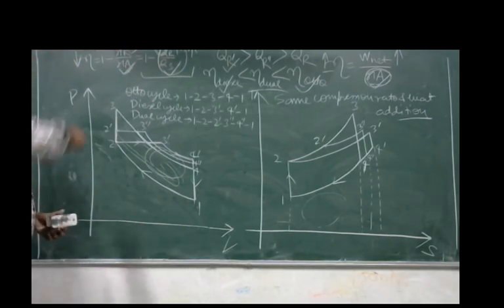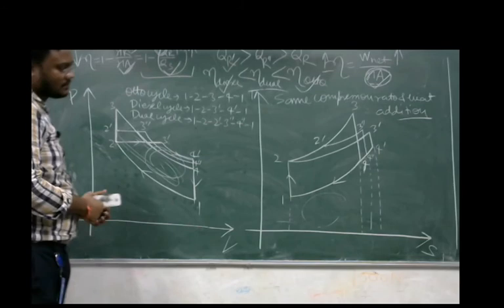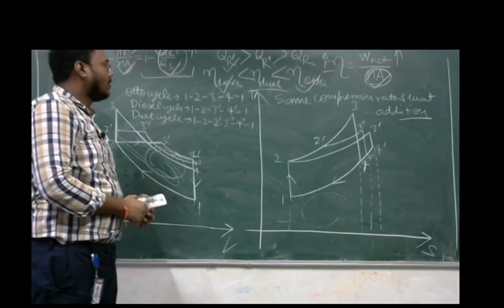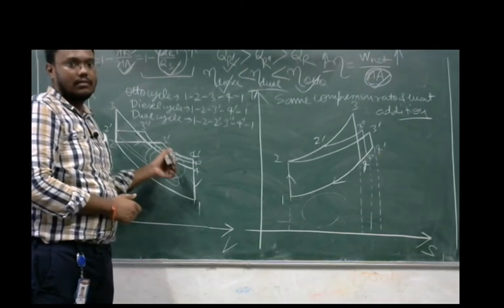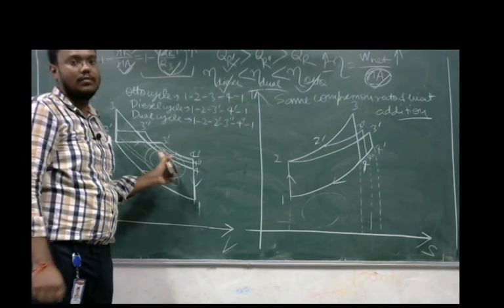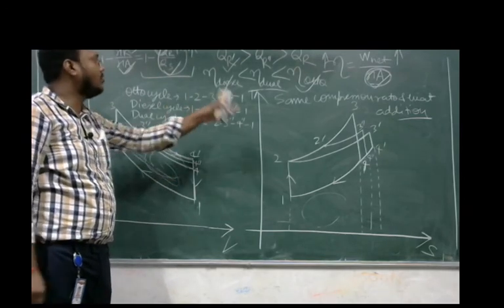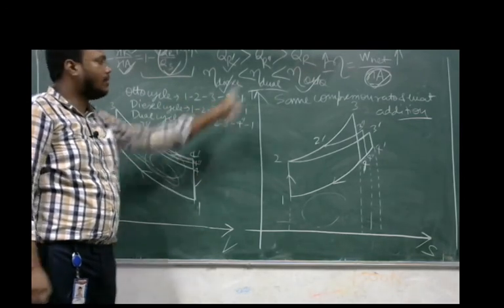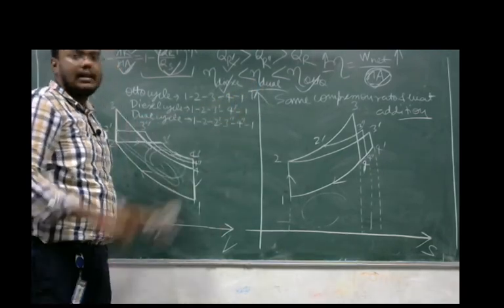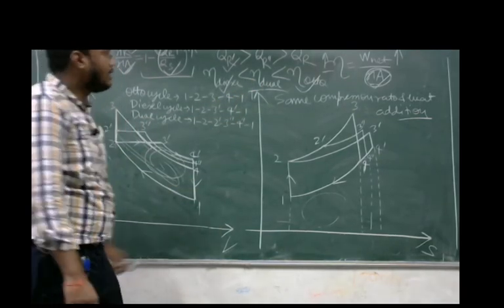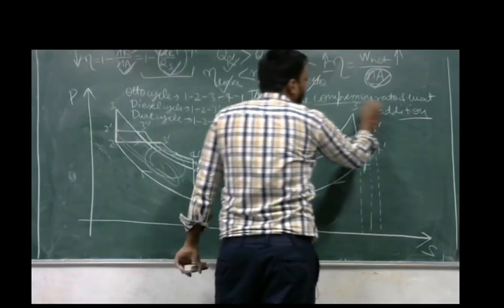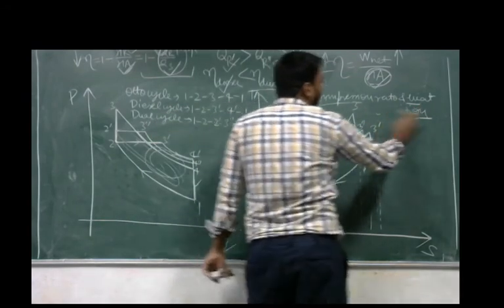So this is a very important topic. Question always comes from this portion in examination. Compare the efficiency of Otto cycle, diesel cycle and dual cycle for same compression ratio and heat addition. There are other conditions also. We can keep same compression ratio and same heat rejection.